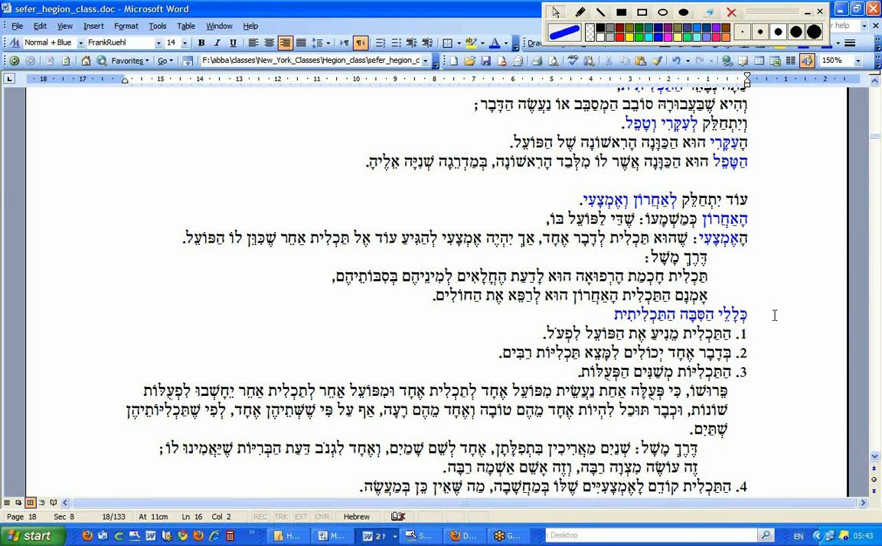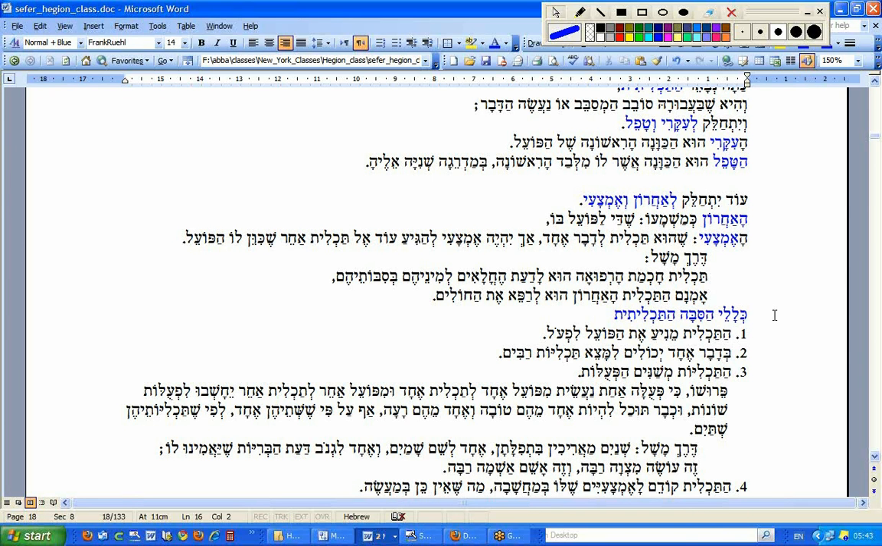Number two, b'davar echad yocholim limortzei tachlios rabim. In one thing, you can find a lot of different goals. As we said, your goals can make the pot. Maybe the goal is to sell the pot and get parnasa. So you can have a lot of, in one action, you can have a lot of goals associated with it.